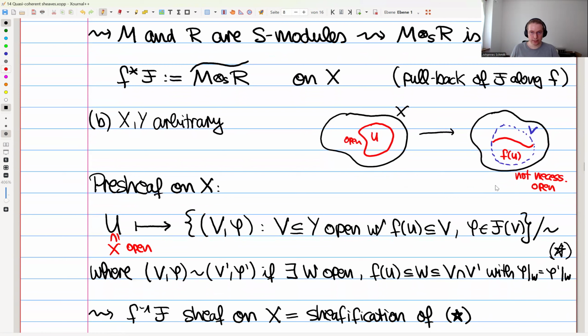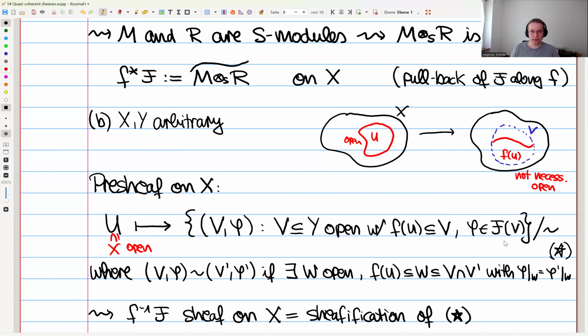And so the idea here is we will go through several stages of the construction. First, let's define a presheaf on X, which takes such an open set U and sends it to, well, we can't really evaluate this sheaf F on the image, but we can evaluate it on open subsets containing the image. So here, first we take the set of all pairs (V, phi), where V is inside Y an open subset which contains this f of U, and phi is a section of F on V.